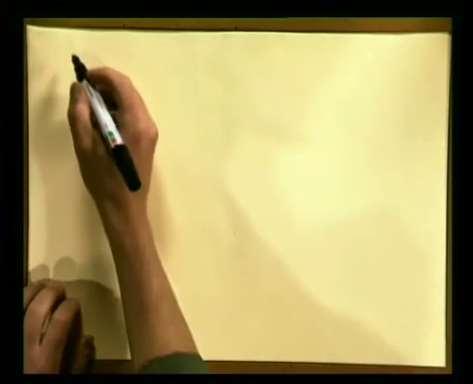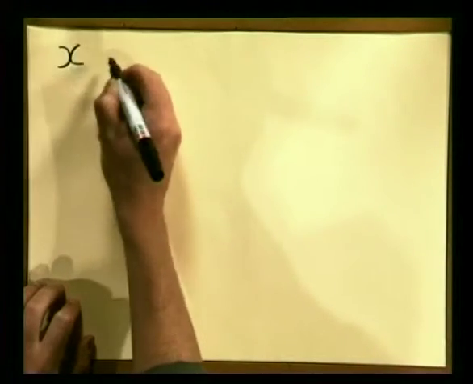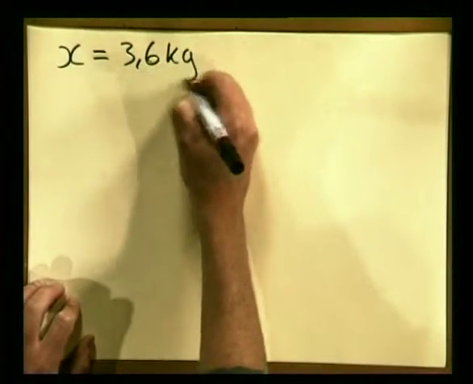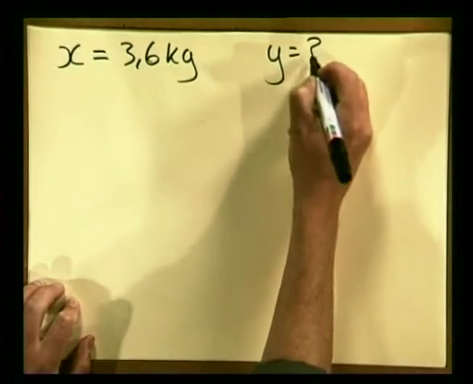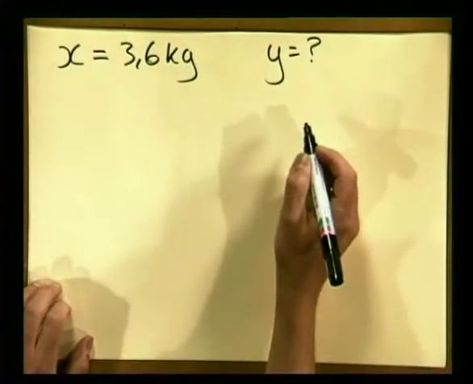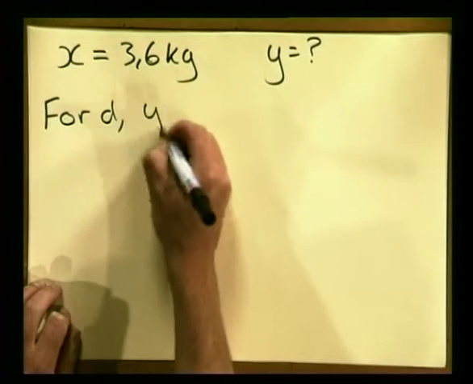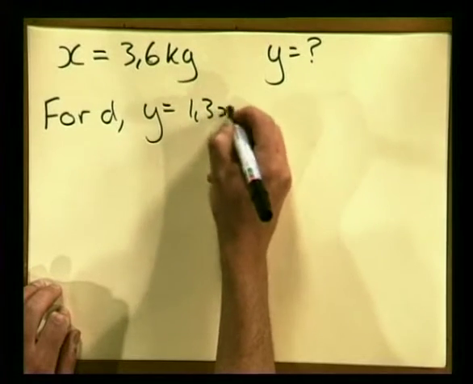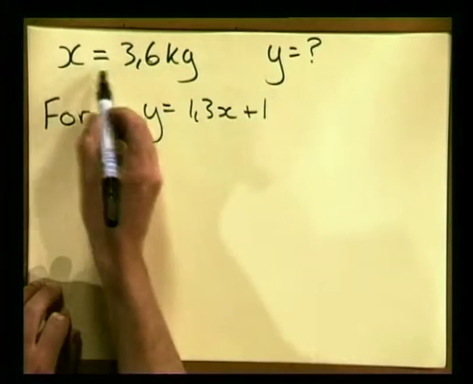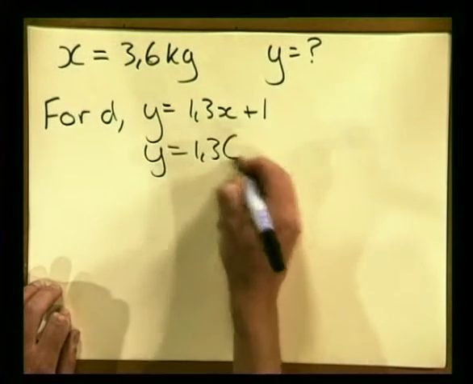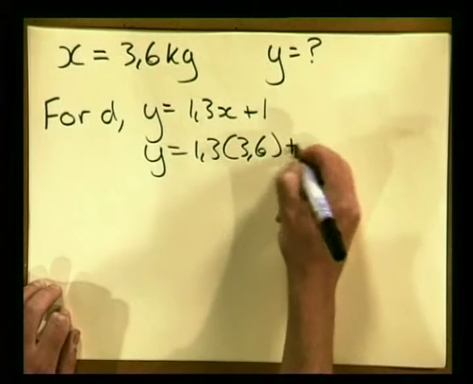Function notation allows us to write mathematical equations clearly and simply. Now that we've sorted this notation out, we can get back to our example. Remember, we need to determine the dosage for an infant whose mass is equal to 3,6 kilograms. And we need to find the output or y value. Remember, we've got various different notations we can use. Firstly, for d, y is equal to 1,3x plus 1. And therefore, when x is equal to 3,6, y is equal to 1,3 multiplied by 3,6 plus 1.